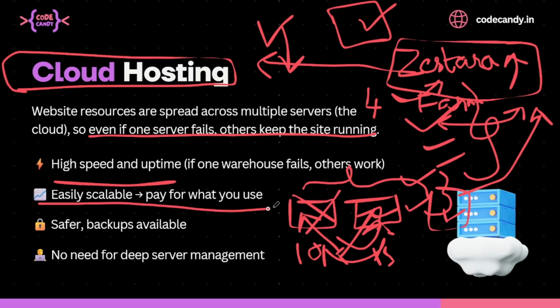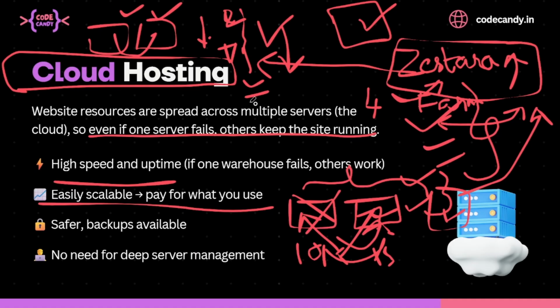It is easily scalable. The main thing in the cloud is you don't pay for all the servers. You only pay for whatever resources you have used. At the month end, for the entire month, they will see the CPU I have used, the 1 TB storage I have used, and this much bandwidth I have used. They will calculate all the cost and give me a total, and I have to pay only for that.